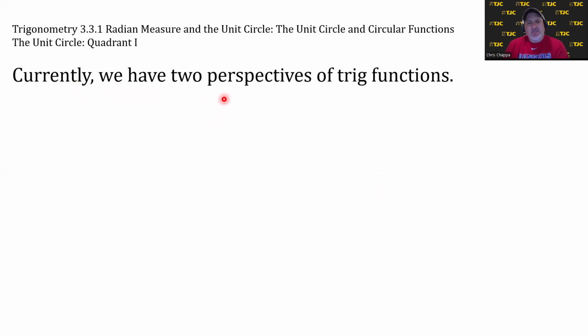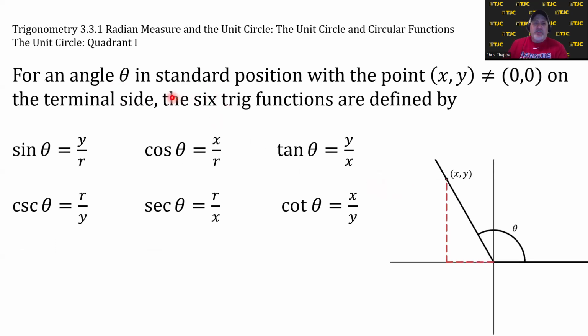Currently, we have two perspectives of trig functions. The first of which is when we had an angle in standard position, with the point (x, y) not equal to the origin on the terminal side of theta. Then the six trig functions of theta were defined as they have been all along. Sine of theta is y over r, cosine of theta is x over r, tangent of theta is y over x, cosecant of theta is r over y, secant of theta is r over x, cotangent of theta is x over y, where r is the distance from the origin to the point (x, y), and specifically r was the square root of x squared plus y squared.